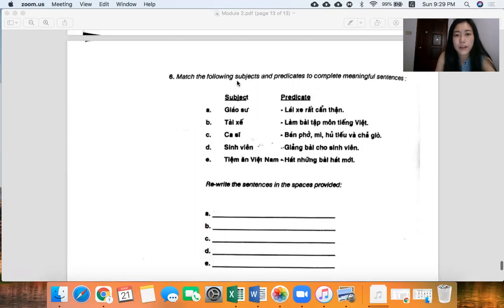Six, match the following subjects and predicates to complete meaningful sentences. Subject. A. Giáo sư, professor. B. Tài xế, driver. C. Ca sĩ, singer. D. Sinh viên, student. E. Tiệm ăn Việt Nam, Vietnamese restaurant. Predicate.